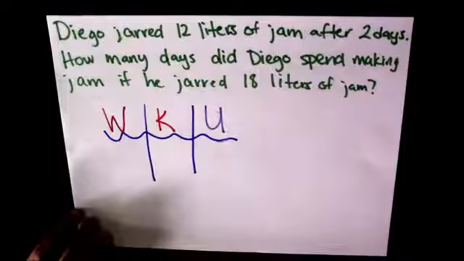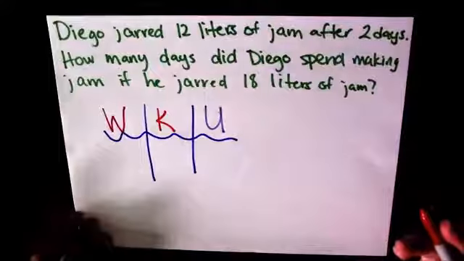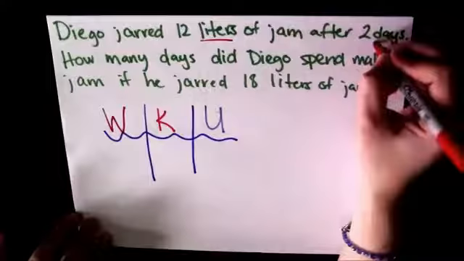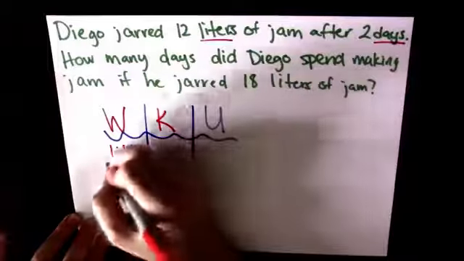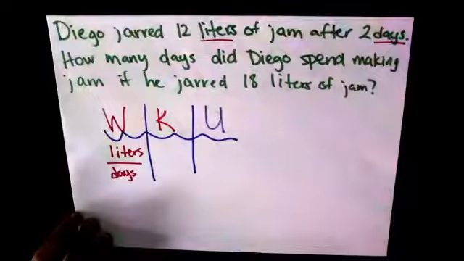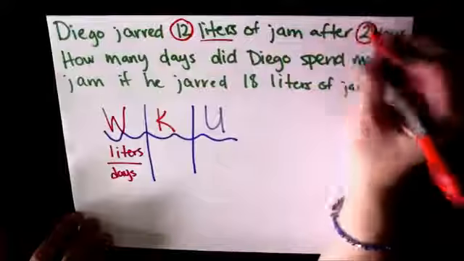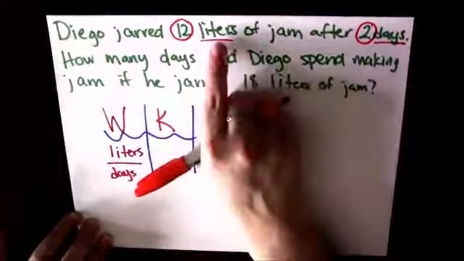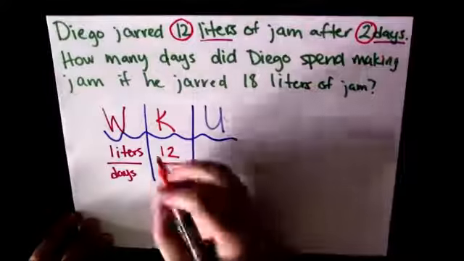It says Diego jarred 12 liters of jam after 2 days. So what am I comparing? What did they tell me I'm doing? So 12 liters and 2 days. So now I'm talking about liters and days. So what do I know? What numbers did they give me? 12 and 2. So I need to make sure that I put them in the correct places. So 12 liters goes in the numerator, so 12 over 2 days. 2 goes in the denominator.